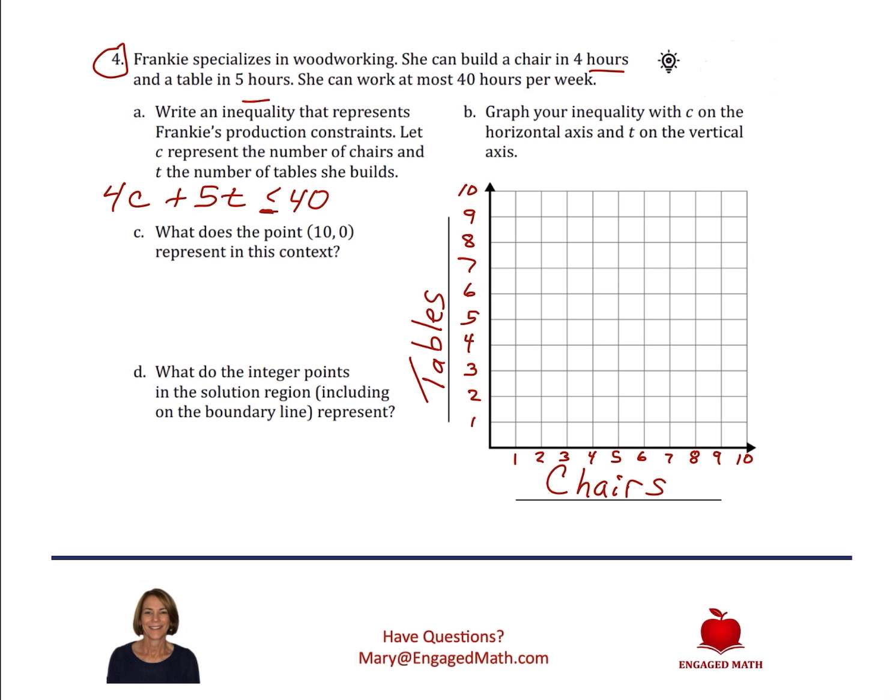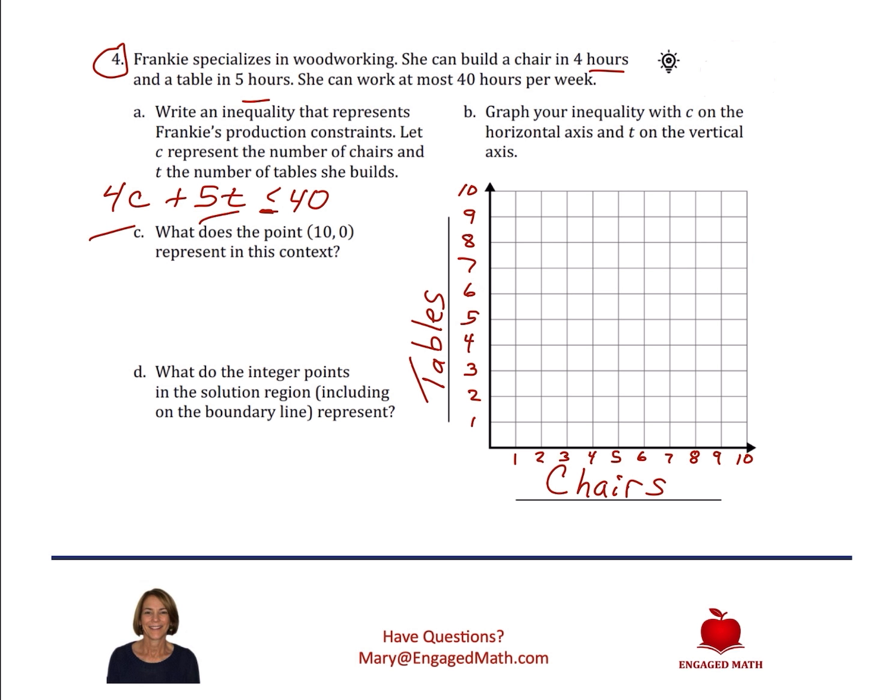Okay, part B, I've taken the liberty of already filling in the scale for you and the table and the chairs, but feel free to stop the video, try it on your own, and then make sure you agree with the way that I arranged that. Okay, now what we're going to do is take this inequality and get it into the graph. The way that I'd like to do that is to think about our x and y intercepts. In this case, it's going to be our c and t intercepts.